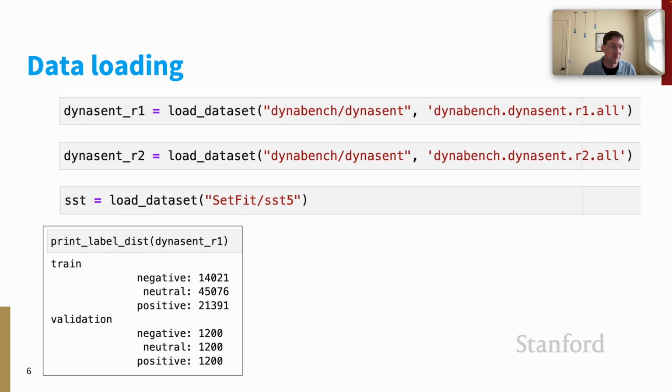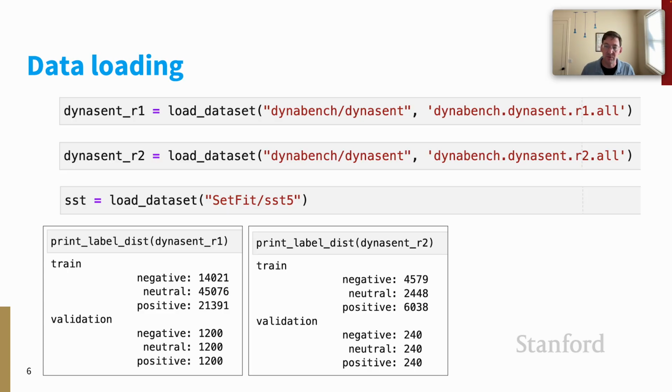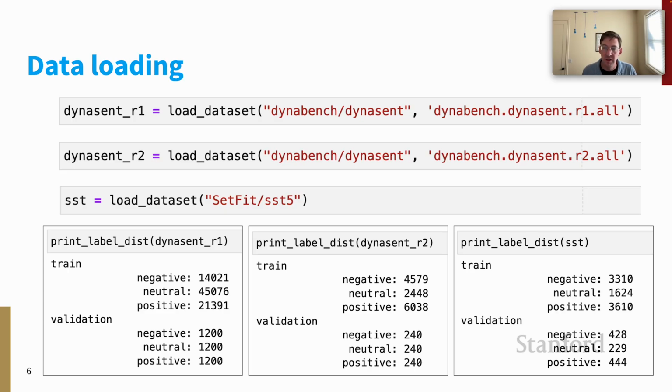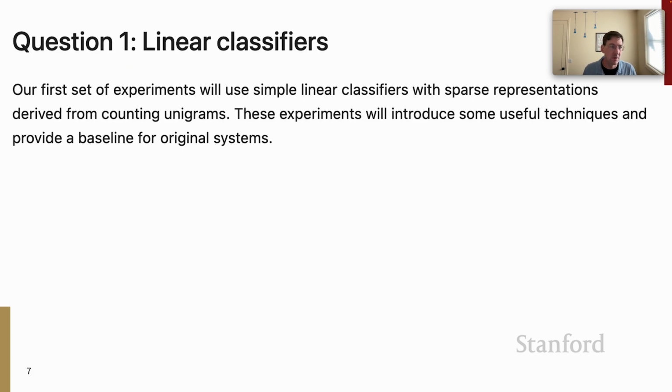We also have a little function called print label distribution, and it will show you the distribution of labels for one of these splits. Here's the distribution for DynaSent Round 1. That's a large resource. DynaSent Round 2 is somewhat smaller, and the SST is the smallest of these resources.